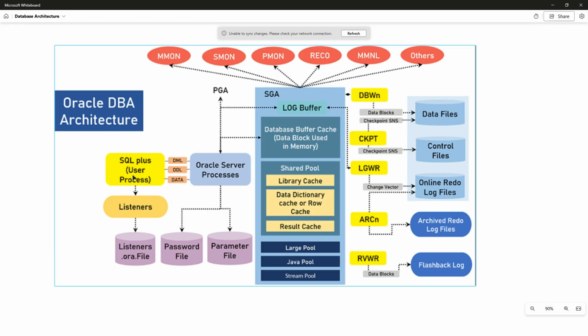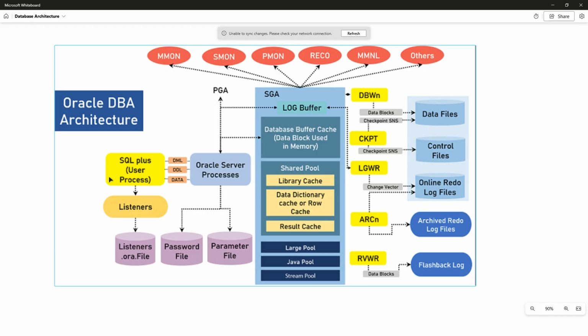So let's talk about the user process. What is the user process? User process is a program. It takes the request from the user and it will communicate with the server process. So the user process's job is to communicate with the server process. This user process doesn't directly interact with the Oracle server. There's no interaction by the user process with the Oracle server.